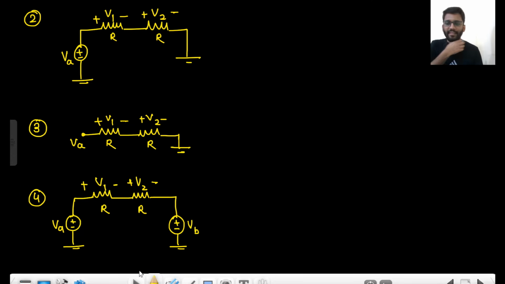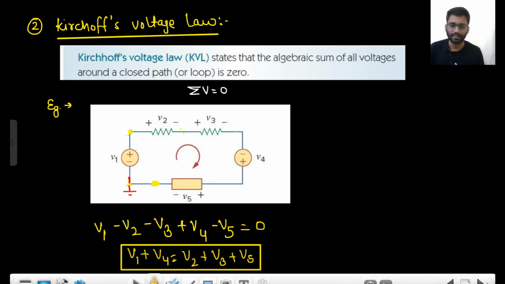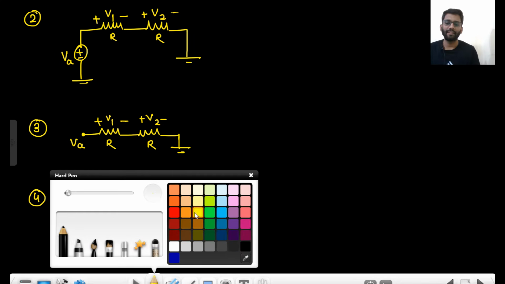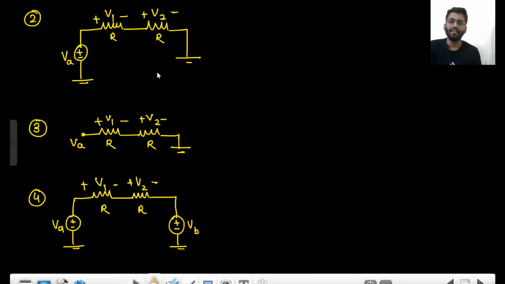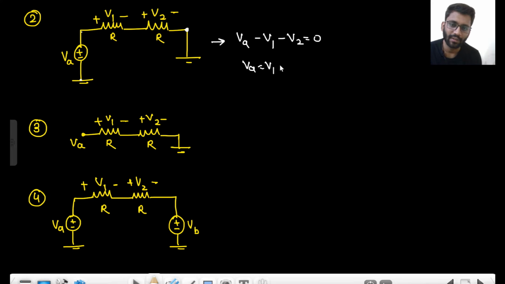Now you need to apply KVL in these problems. Okay, so how will you do? The ground is already given, this is ground, so from here you jump VA, again jump minus V1, again jump minus V2. At what point you reached? At this point. What is the potential of this point? 0. So VA is equals to V1 plus V2. Started from here, jumped VA, jumped again minus V1, jumped again minus V2 equals to 0.